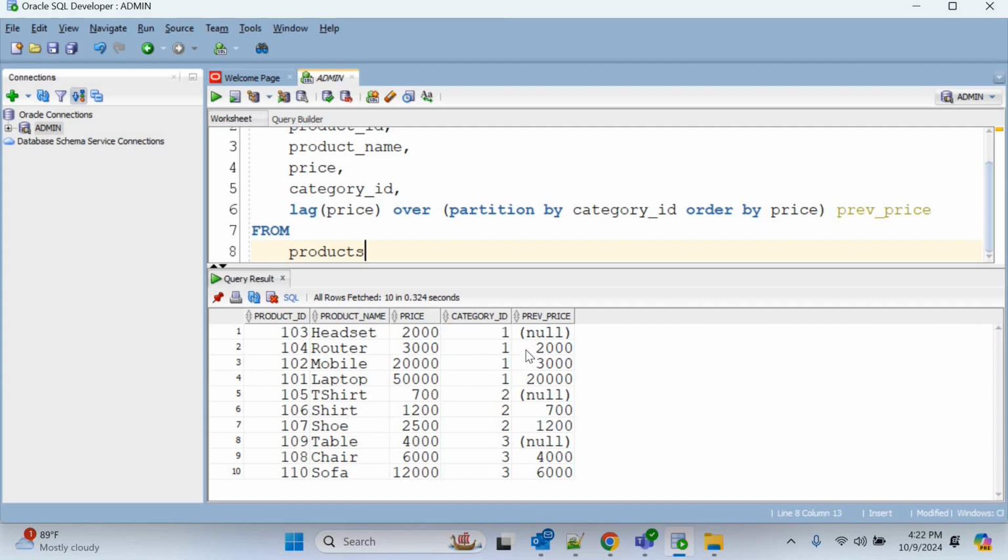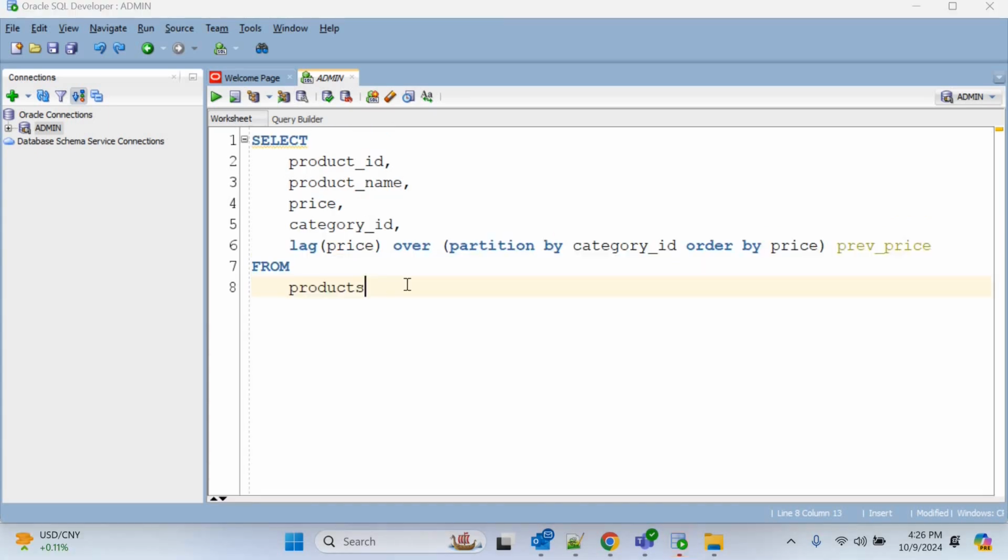Here we are getting the previous price for each record, as well as getting null three times. If you can see, it's because we have a total of three category IDs: category 1, category 2, and category 3. And for each category, we are getting null as the previous price for the first record, because we used partition by category ID. Now we'll see the lead function.